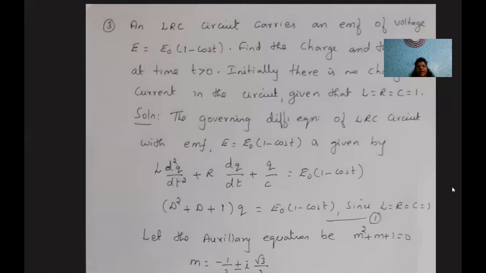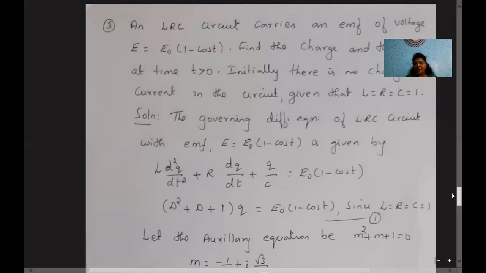What is that? L into d square q by dt square plus R into dq by dt plus q by c is equal to E, the EMF. In that formula, substitute the value of L, R, C as 1 and E as E naught into 1 minus cos t. We obtain equation number 1 as d square plus d plus 1 of q is equal to E naught into 1 minus cos t.